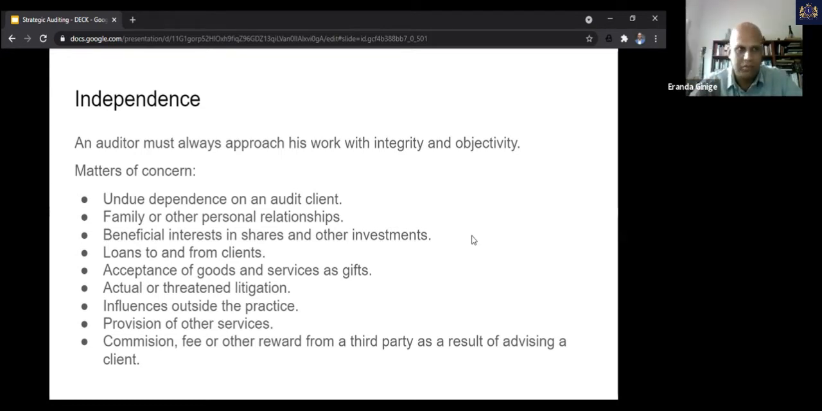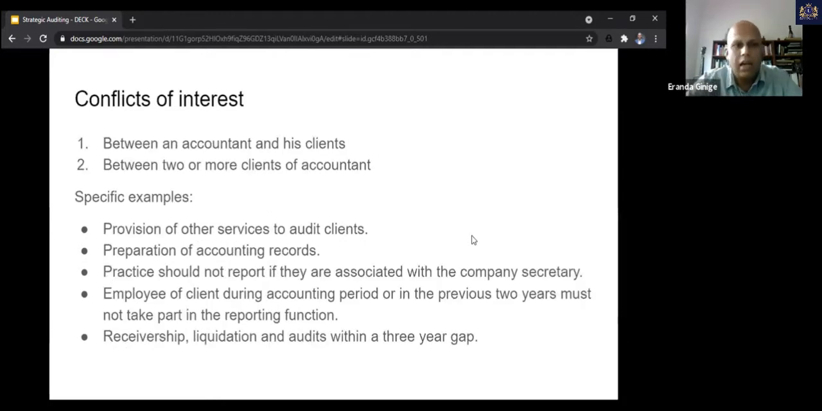So, as you know, less tax or whatever it is. Anyway, you get the point there very well. And then what are the conflicts of interest that could arise? There can be conflicts between an accountant and his or her client, right? For the reasons that we discussed earlier.